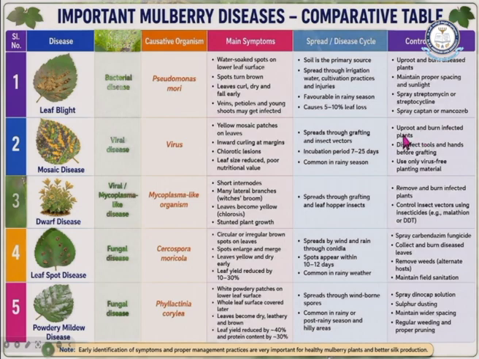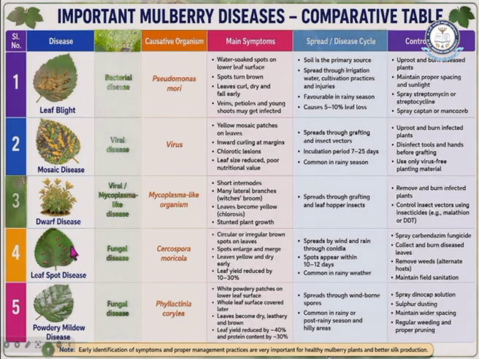Got it? Here also same, uproot and burn infection, and you have to check before grafting. Third is dwarf disease, which is caused by viral mycoplasma-like diseases. Causative organism is mycoplasma-like organism, short internodes, lateral branches, which will be appearing as witch's broom. Here leaves will become yellow, chlorosis, stunted plant growth, spread through the grafting and leaf hopper insect. Remove and burn the infected plant, same, control insect vector.